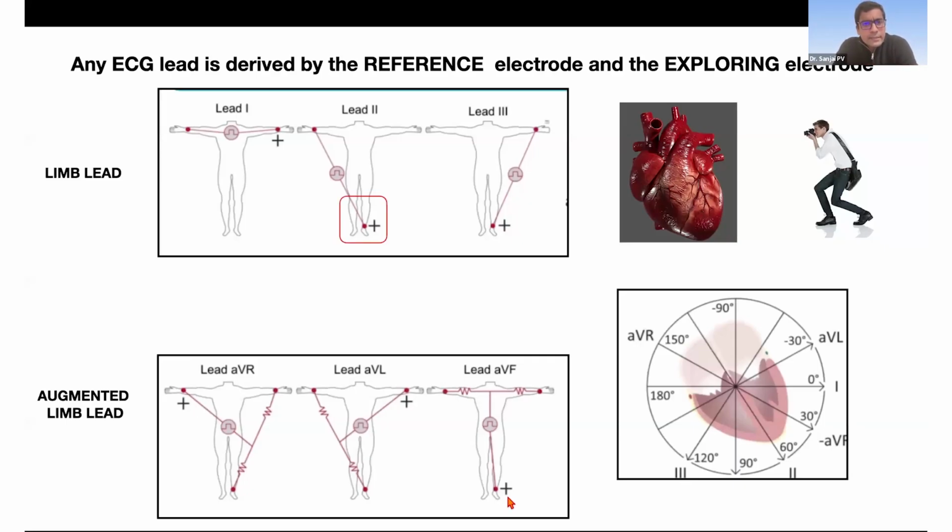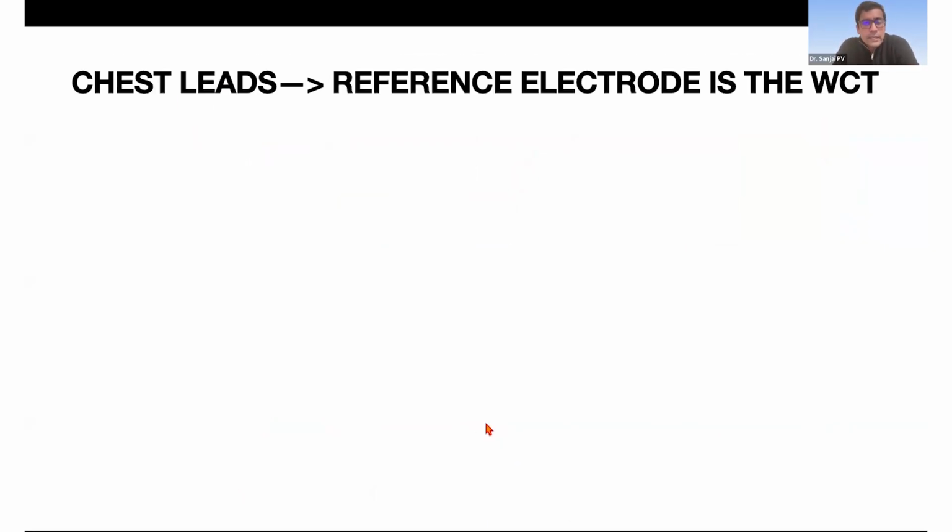And if you clearly see both the inferior leads, that is lead 2, 3, and AVF, the exploring electrode is the left lower limb, which is a constant. So this is a lead which is looking at the heart from the inferior surface. That's why you call them the inferior leads. And if you look at lead 1 or lead AVL, the exploring electrode is the left arm, which is looking at the heart from a lateral projection. So that's how you get 0 degrees and minus 30 degrees for the AVL.